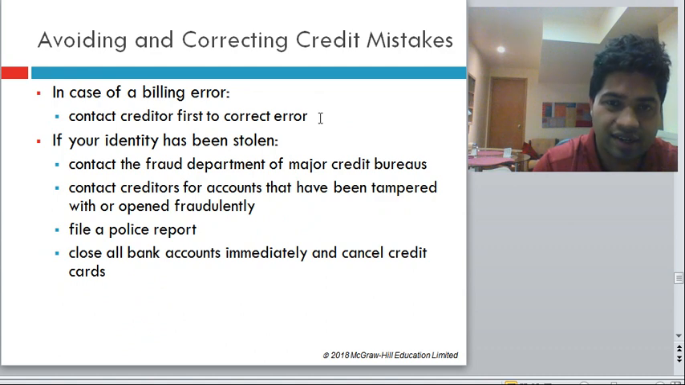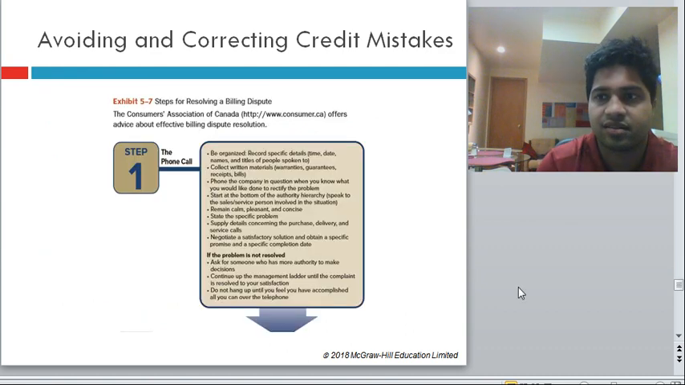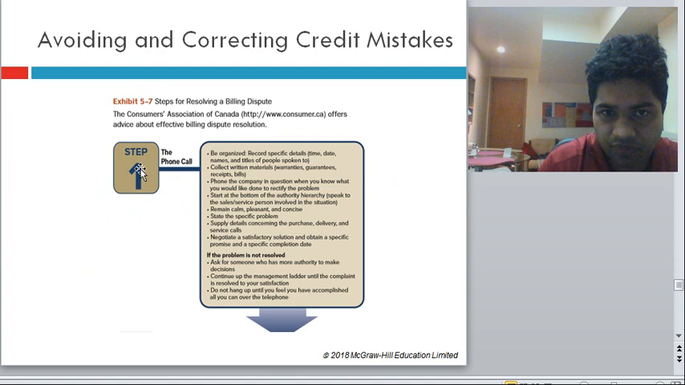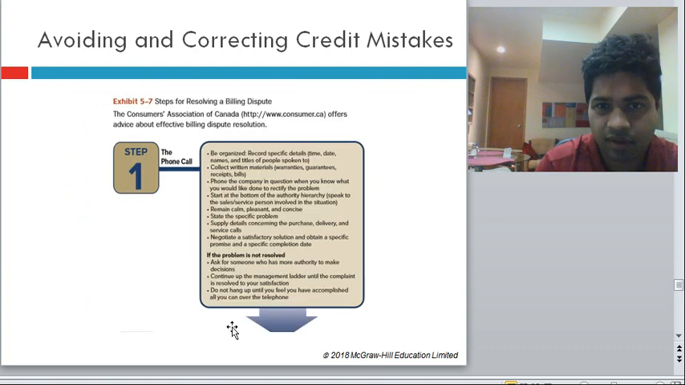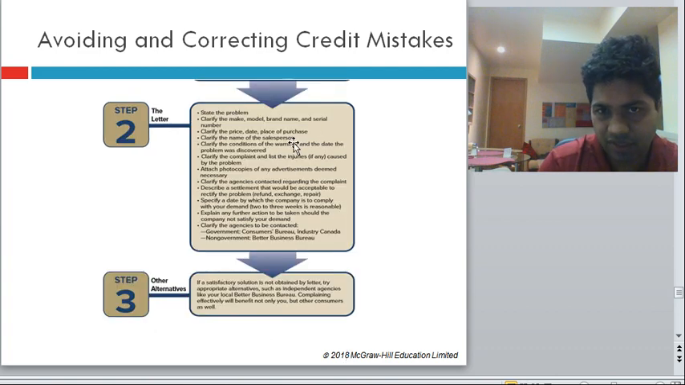In case of billing errors, contact creditors first to correct the errors. Contact the fraud department of major credit bureaus. Contact creditors for amounts that have been tampered with. File a police report. Close all bank accounts immediately and cancel credit cards. How do you resolve it? Make a phone call to the credit bureaus, then you can submit a letter to them. There are other alternatives too, you can just read through it, it's self-explanatory. Pause the video and read this, what you have to mention in the letter.